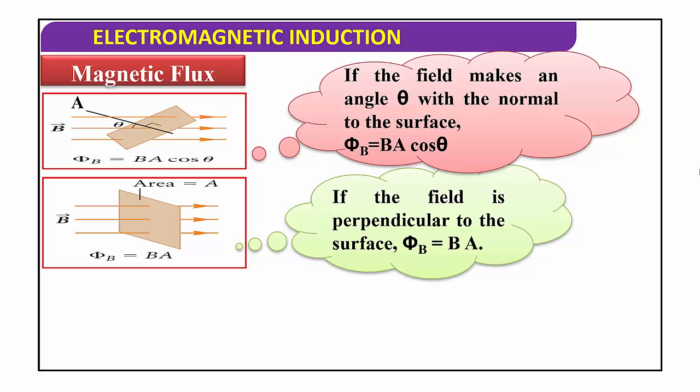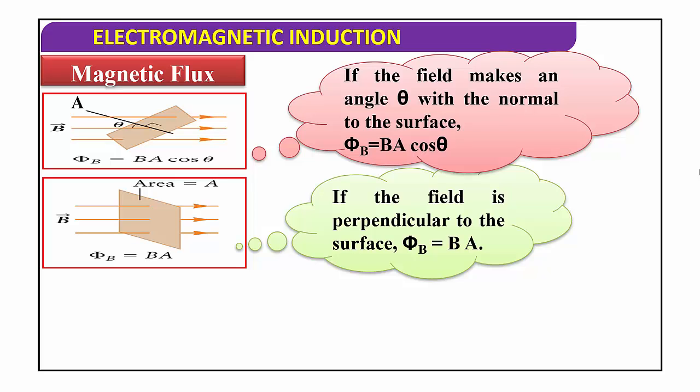Yes, if the field is perpendicular to the surface, observe the diagram. All the magnetic field lines are passing through this surface perpendicularly. If they are perpendicular to the surface, then the equation becomes, what is the value of theta? Observe the second diagram.